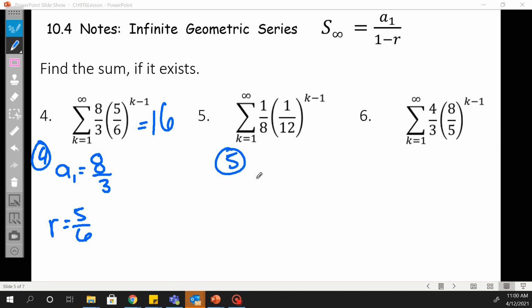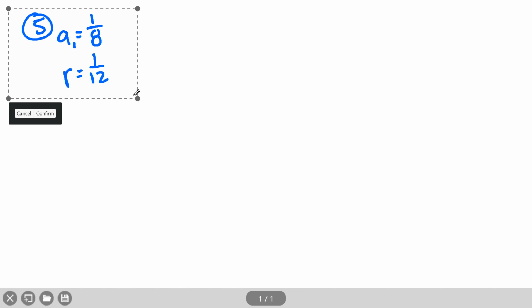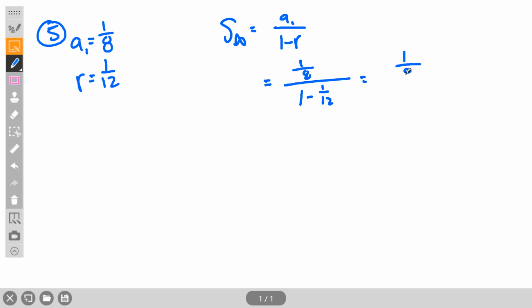Look at number 5. A1 is 1 over 8. R is 1 over 12. First, we ask, does a sum exist, an infinite sum? And yes, it does, because 1 over 12 is between -1 and +1. So we'll plug it into the formula, A1 over 1 minus R. So 1 over 8 over 1 minus 1 over 12. That's 1 over 8 over 11 over 12. Okay, so if we write that as division, it's 1 over 8 divided by 11 over 12.